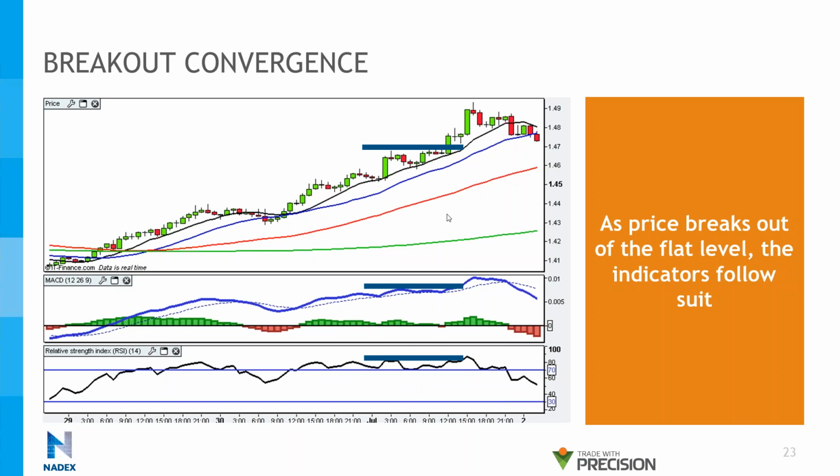So that's kind of how we're looking at these breakout patterns. We're converging, we're really strong on the trend all the way up to this flat level, and then that's when we get the breakout. If we're diverging ahead of this breakout, we do not want to be looking at this trend setup.